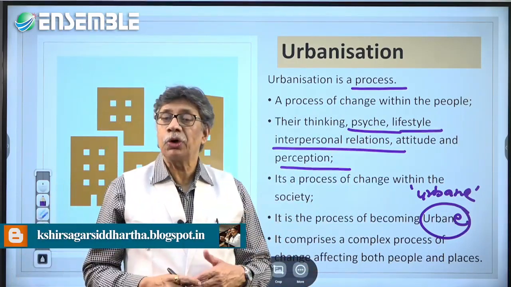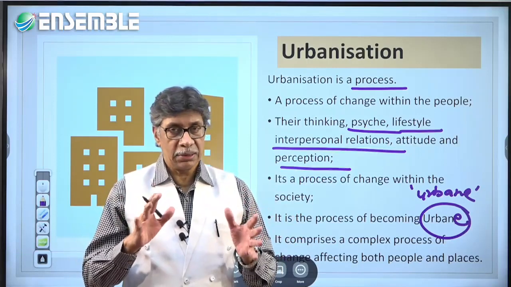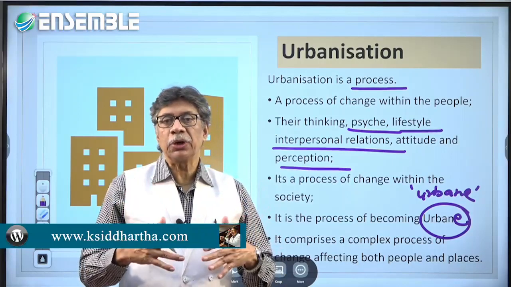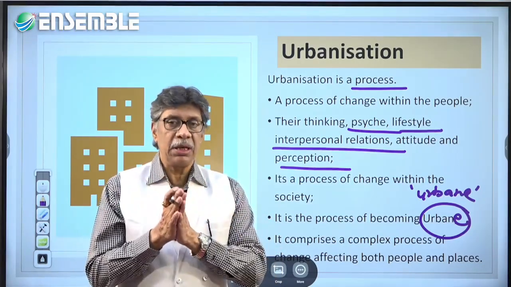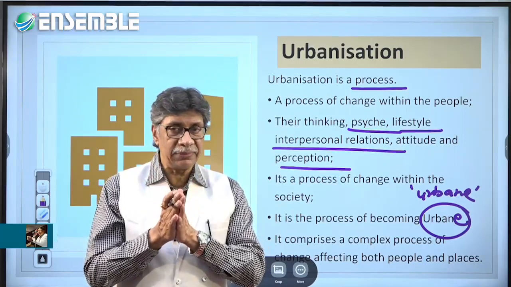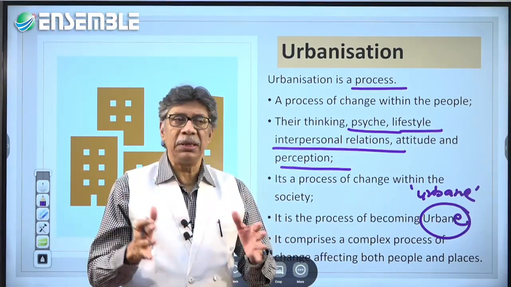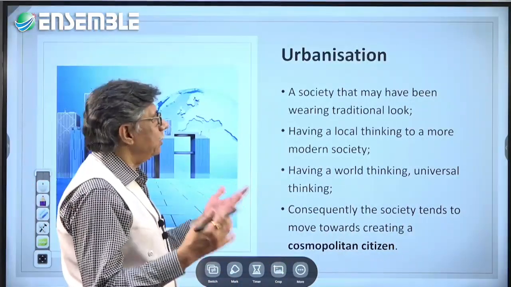And then it goes on to comprise a lot of complex processes of change affecting both people and the place. That means when we talk about a lot of complex processes that affect people and places, it is concerned with components which go beyond only roads, buildings and other components. That is urbanization.